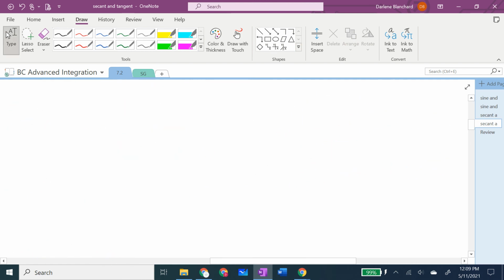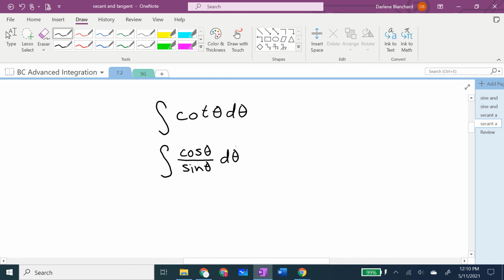Now, if we looked at the integral of tangent, what is the integral of cotangent? And my advice is go through that u substitution again unless you have it memorized. Cotangent is the ratio of what two trig functions? Cosine divided by sine. Make a u substitution of the denominator.